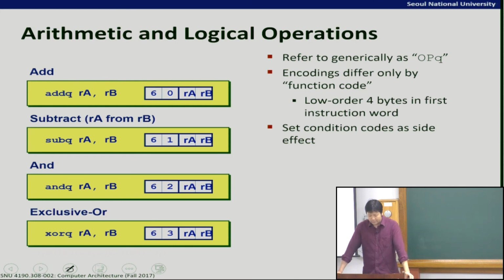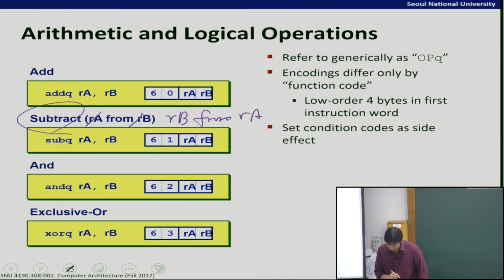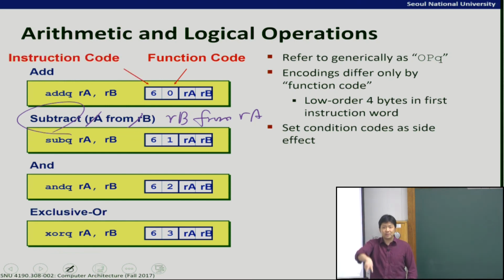This is where we generalize it, arithmetic and logical operations. So the add instruction is 60 RARB, subtract is subq RARB. Actually, this one is wrong. This is subtracting RA from RB. The AND is 62 RARB, exclusive OR is 63 RARB. So always RB is the target register, the destination register. They actually have exactly the same format. So this one is the function code, and this one is the instruction code. So instruction code 6 means some arithmetic.